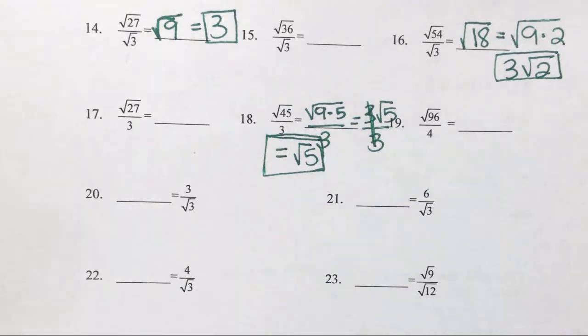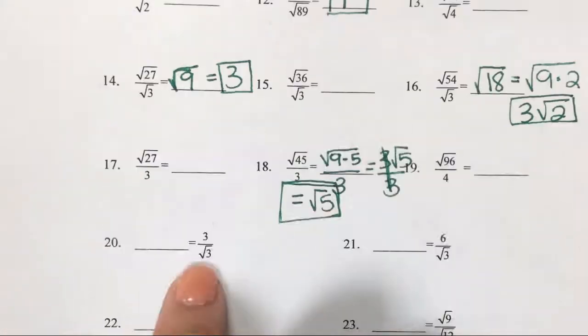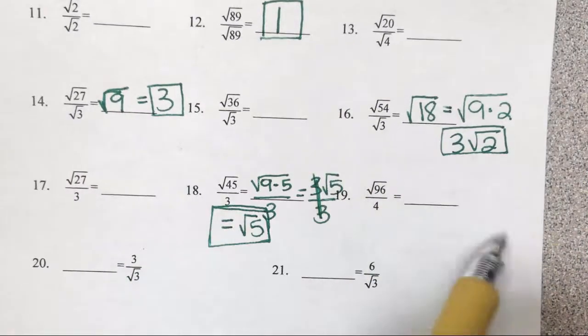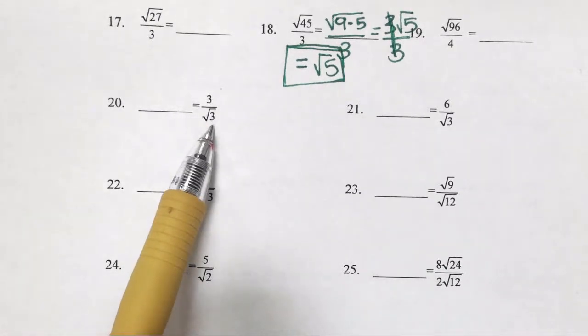That's dividing. Now we're going to do something called rationalizing. Rationalizing is when you have a radical on the denominator. Notice all of these, I either had whole numbers or radicals up top. But for 20, I can't divide them because that one's outside and that one's inside. But I cannot have a radical on the bottom.